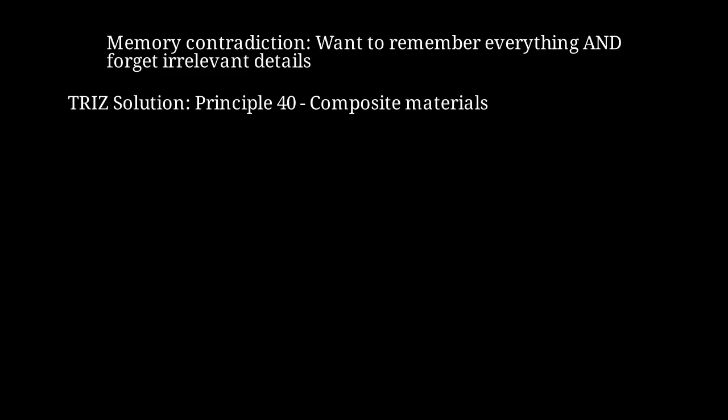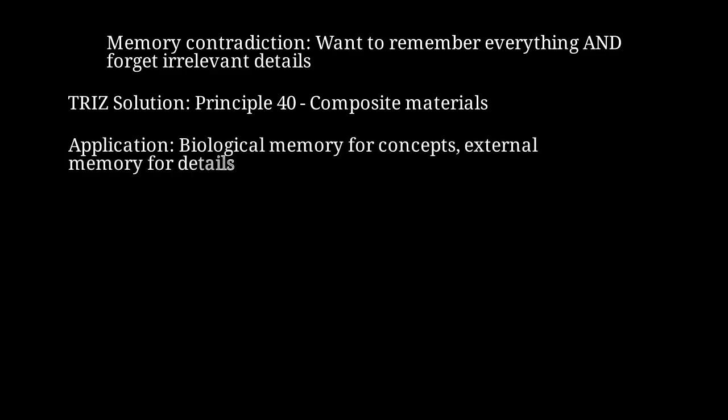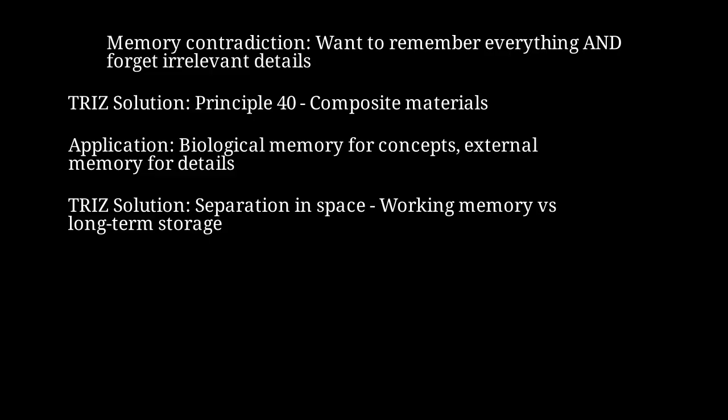In memory, this means creating a composite system, some information in biological memory, some in external systems, each optimized for its purpose. Store conceptual understanding and relationships in biological memory, where they benefit from associative processing. Store detailed facts and data in external searchable systems. This composite system resolves the contradiction. Apply separation in space. Keep working memory small and focused for current tasks. Keep long-term storage comprehensive but organized with efficient retrieval systems. Different regions, different properties.